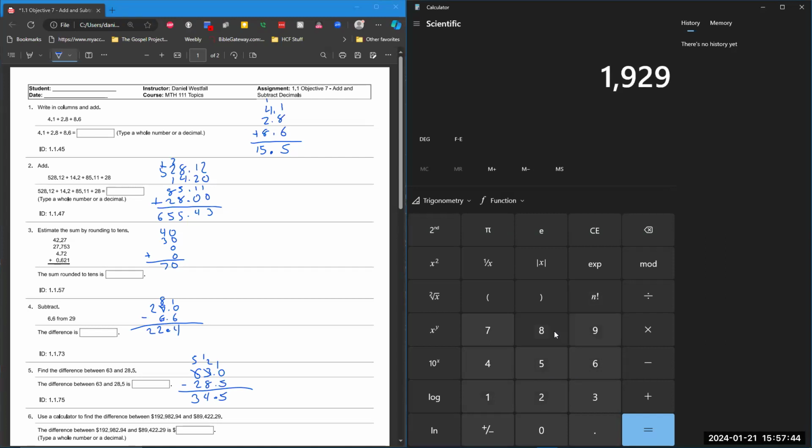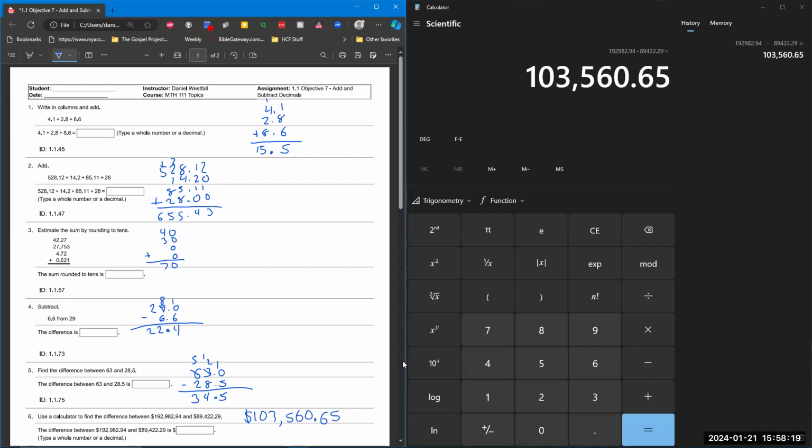And it usually opens up this Windows calculator for you, which is why I am practicing with that one right now. So minus 89,422.29, like so. And we get an answer of, make sure that you see that this is in dollars and cents, $103,560.65. One of the nice things about the Windows calculator is it does show the commas in there for you for readability to help you with the place values.